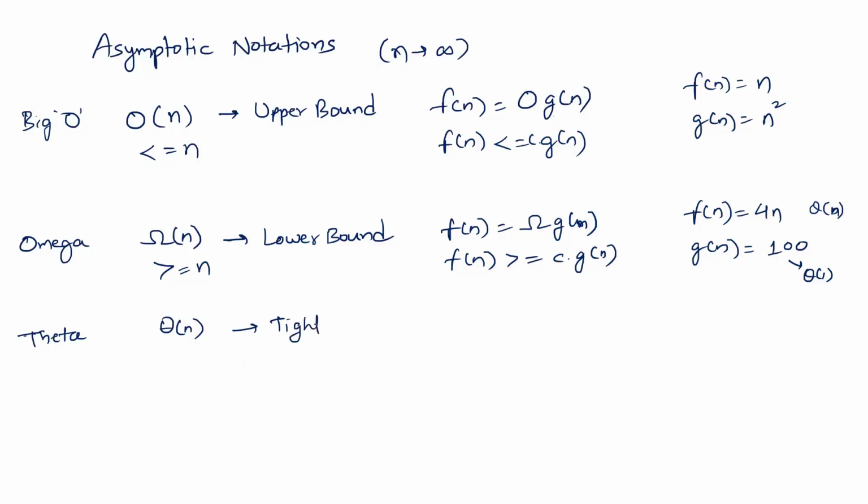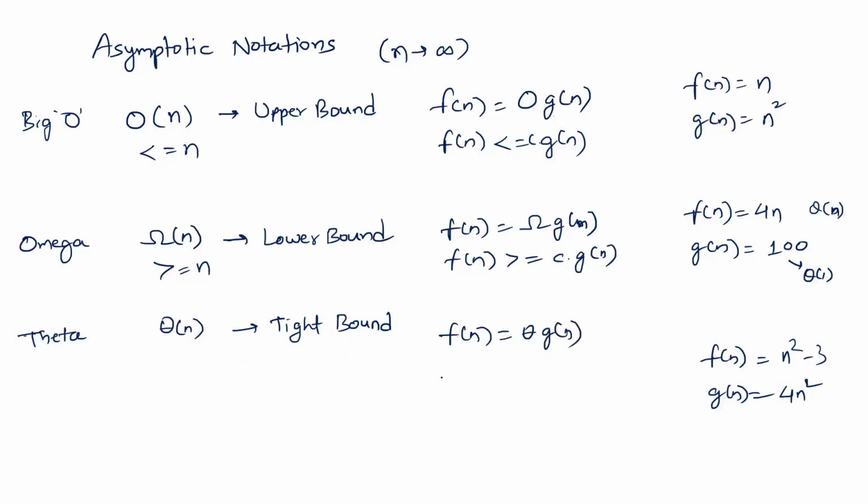Theta is used for tight bound. Tight bound means when the complexity is equal. Suppose F(n) is given as n square minus 3, and G(n) is also n square, maybe some other n square. In this case both have equal complexity, so I can say that F(n) is equal to theta of G(n).